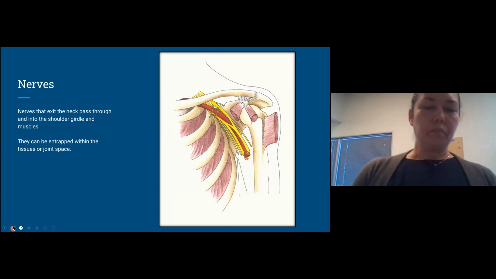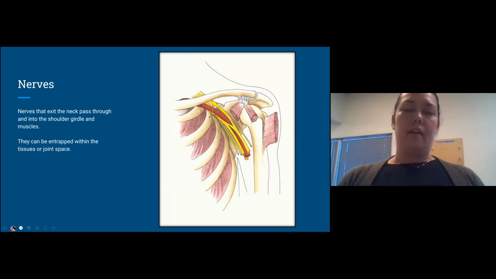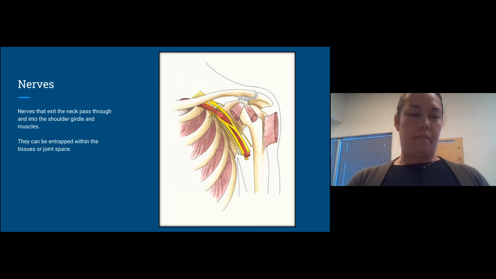Nerves. Some people experience pain that they describe as radiating down their arm, or it feels like tingling, electricity, or hot or cold running water, that sort of feeling. This type of pain is characteristic of nerve pain. And as you can see in the picture, the nerves that exit the neck pass through the shoulder area, and they can too get pinched by bone or tissues, which would result in those types of symptoms.